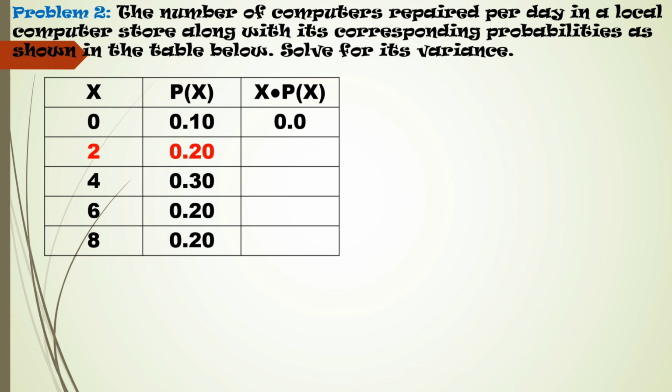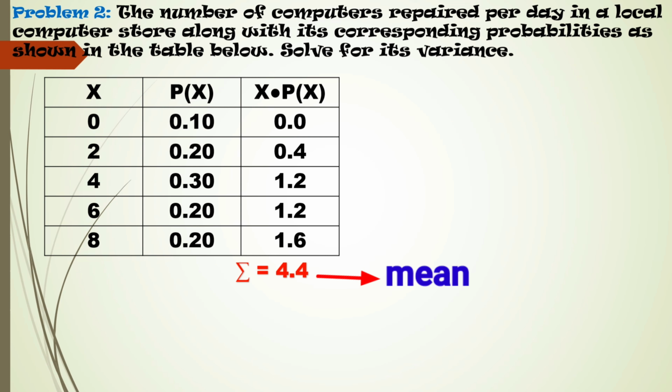2 times 0.20 equals 0.40. 4 times 0.30 equals 1.2. 6 times 0.2 equals 1.2. 8 times 0.2 equals 1.6. Then, get the sum or the summation of x times p of x. It is equivalent to 4.4. By that, we can say that 4.4 is the mean of the probability distribution.